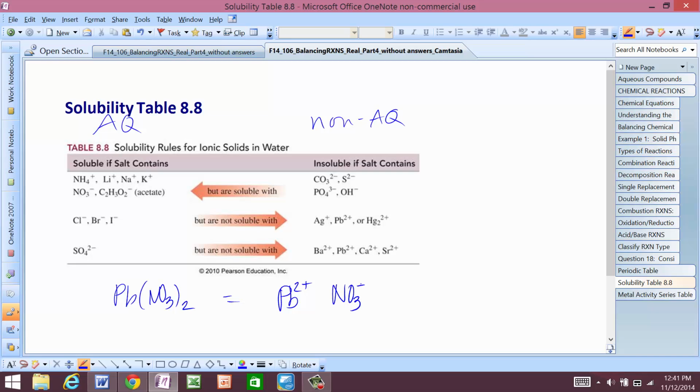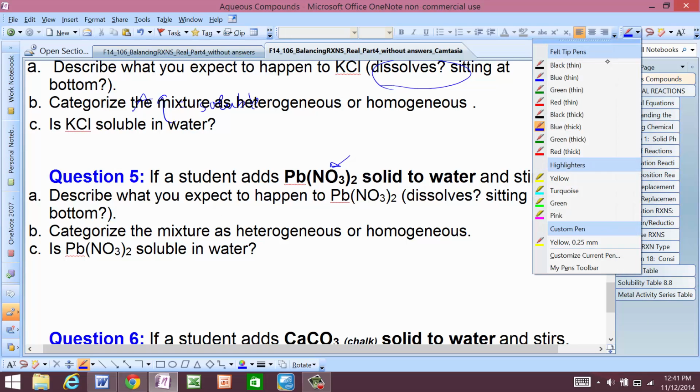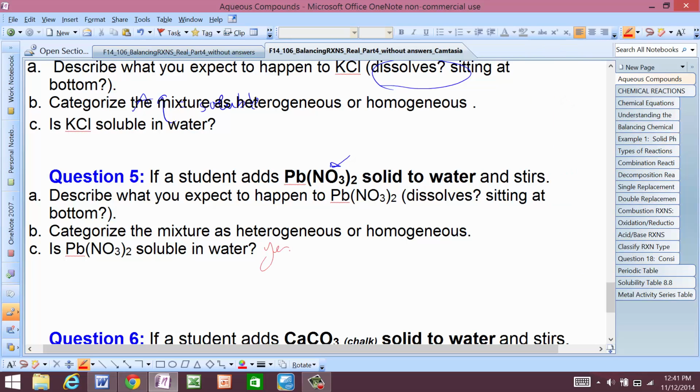So if you're looking at it, I go find the lead 2 plus. Ooh, it's on the insoluble side. But I also see the nitrate ion over here. So even though the Pb2 plus is insoluble, it will become soluble with NO3. So this is soluble, and it makes the entire compound soluble. Nitrate on any kind of ion means automatically soluble, automatically dissolved in water. So yes, it's dissolved in water, and it's going to be homogeneous.